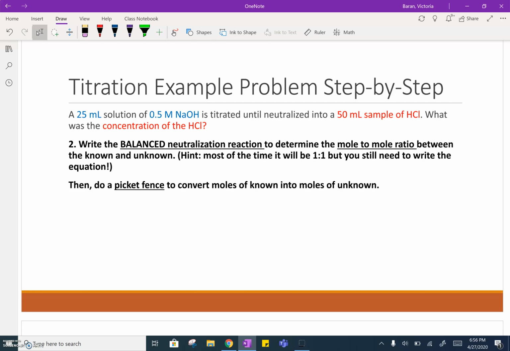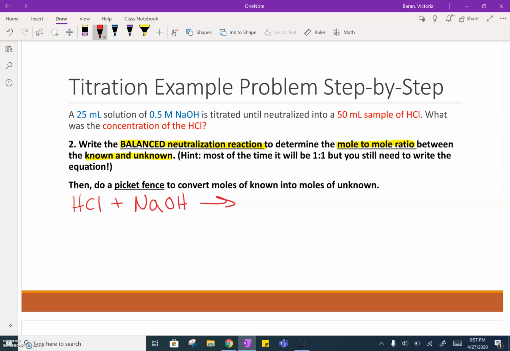So in order to do that, we do have to write the balanced, so this is the most challenging part, the balanced neutralization reaction to determine the mole-to-mole ratio between the known and the unknown, so between the acid and the base. Most of the time it's going to be 1-to-1, but you still have to make sure you write it out because it could be a 2-to-1 ratio as well. But for this example, we're going to stick with a simple 1-to-1 ratio. So let's start with writing the equation. So we have our acid, which is HCl, plus the base, which is NaOH.